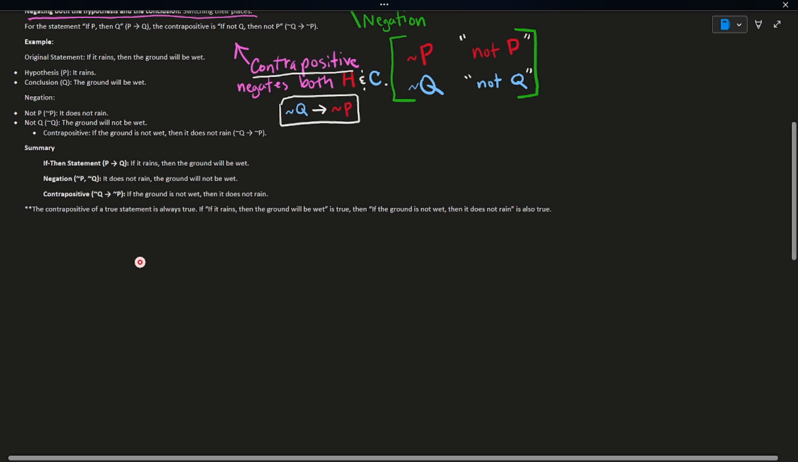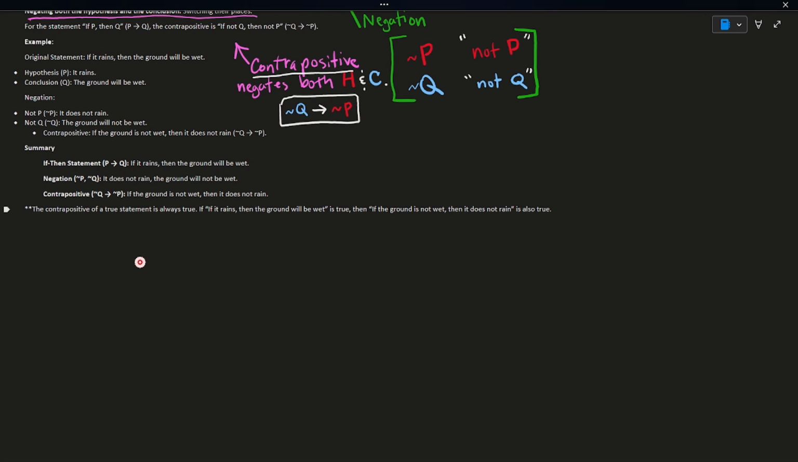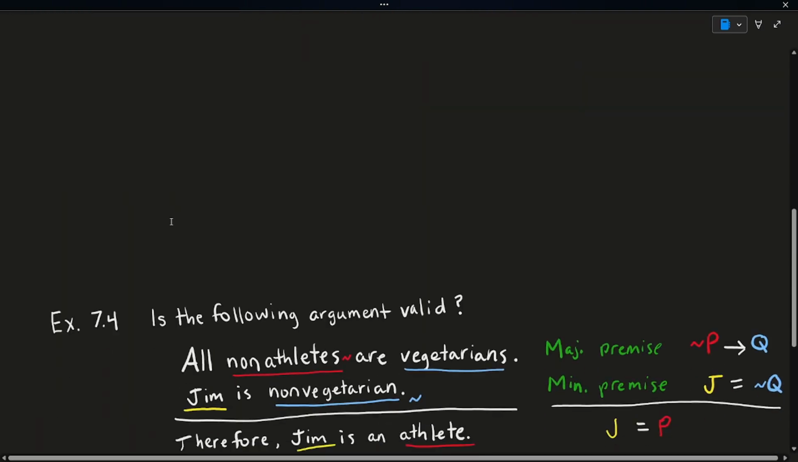All right, the contrapositive of a true statement is always true. If it rains, then the ground will be wet is true. Then, if the ground is not wet, then it didn't rain is also true. It's a good thing to remember.